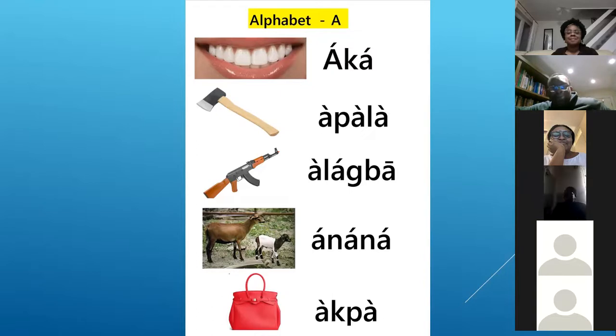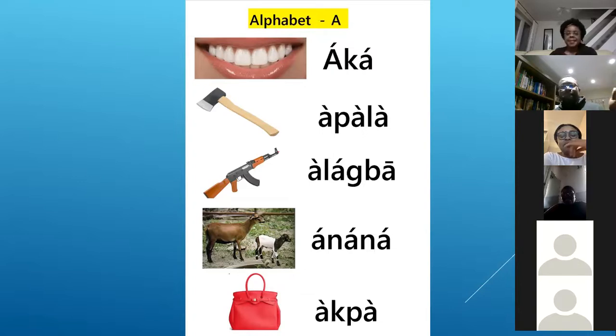Akpa. Because like you saw, everything was right. Aka is all rising. Apala is all falling. A is low, la is up. Ba is level. Anana, all rising. So if you call it the wrong way, I don't understand what you're saying, because it's all rising. And that's why the stress marks make people understand what you're saying.